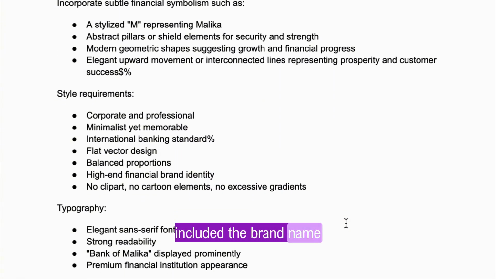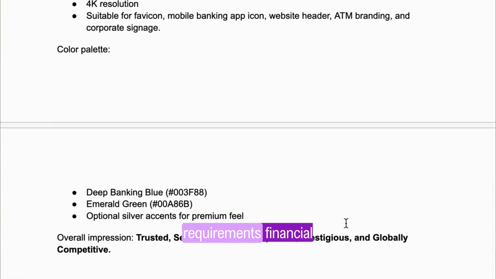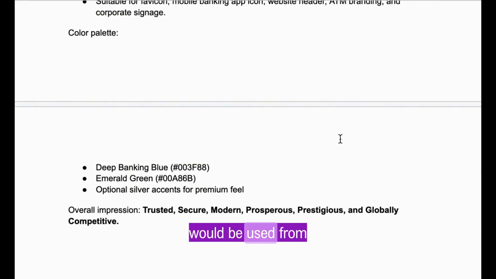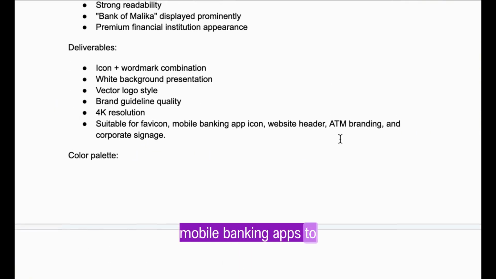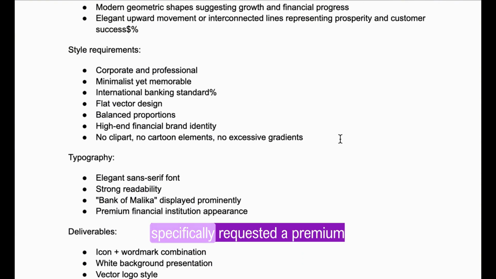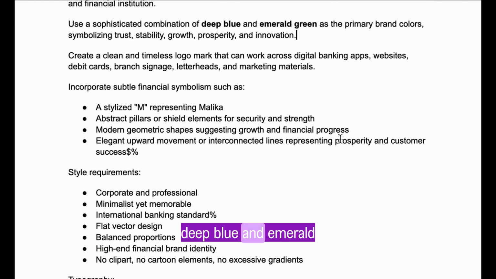It included the brand name, color palette, design style, typography requirements, financial symbolism, and even where the logo would be used, from mobile banking apps to ATM branding and corporate signage. I specifically requested a premium banking identity using deep blue and emerald green, along with elements that communicate trust, security, growth, and financial success.